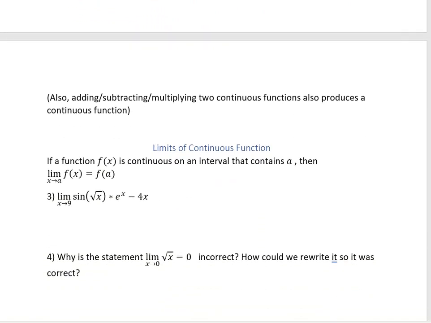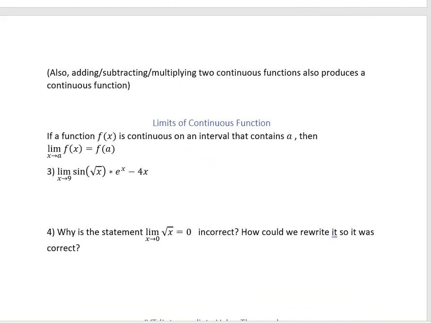The other thing is anytime you add, subtract, or multiply two continuous functions, you're also going to produce a continuous function. The reason this is so useful for us when we're looking at limits is because we use limits to define a continuous function. Now that works both ways. If a function is continuous, what that means is that you can just take that number and plug it in and you don't have to show any of your work.